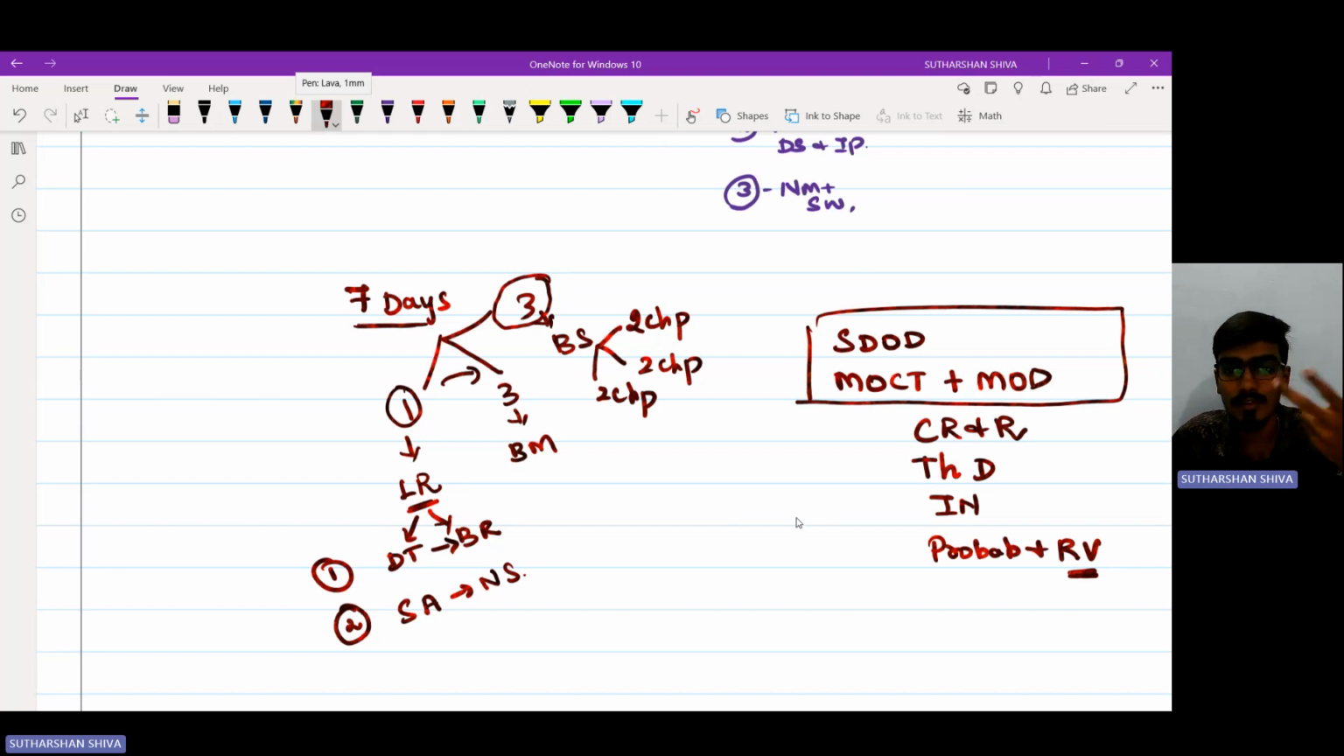You can combine any 2 of these chapters and learn them. I would prefer this: this will be 1 bucket, and these 2 will be 1 set, and these 2 will be 1 set.